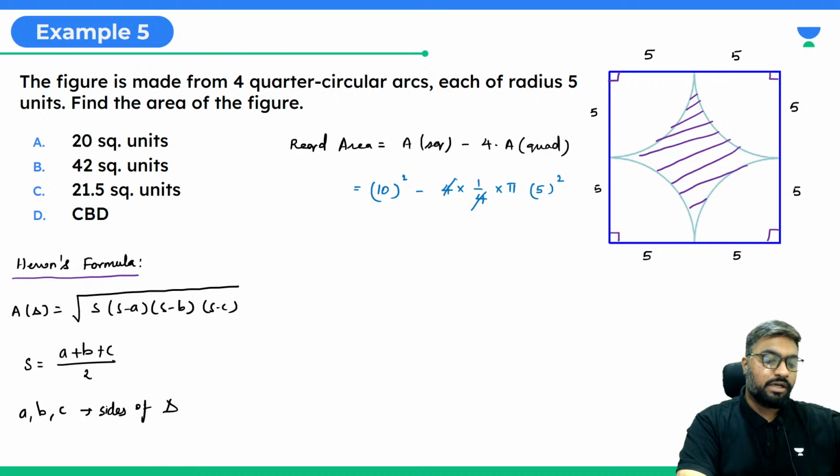Here in this question, because the answer choices are given, we can take the value of pi as 22 by 7 or 3.14, anything you can take. So 100 minus, I'm going to take 3.14 into 25. It's clear that this value is going to be greater than 75, so our answer will be a little less than 25. The answer that is a little less than 25 is 21.5 square units.